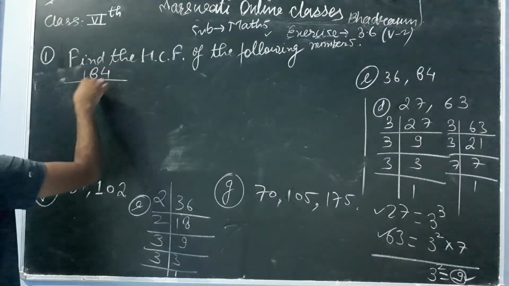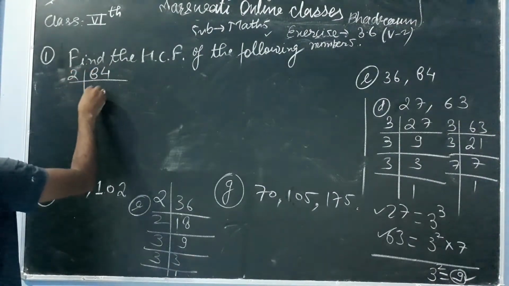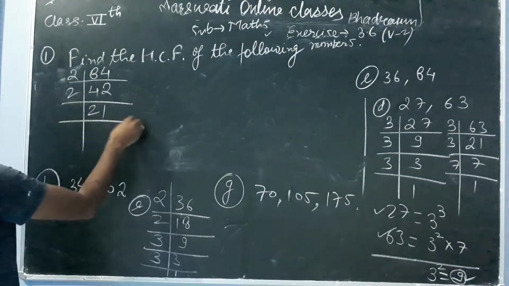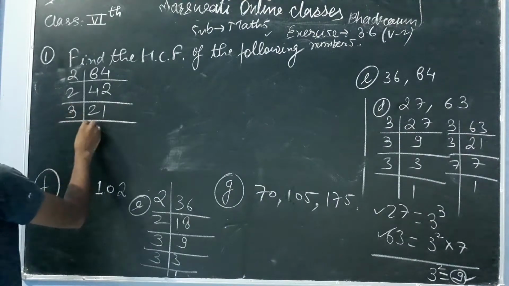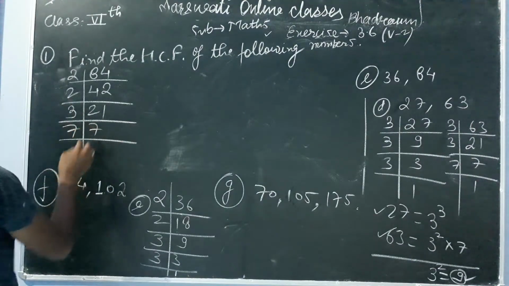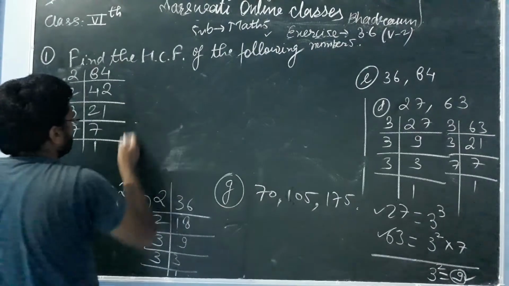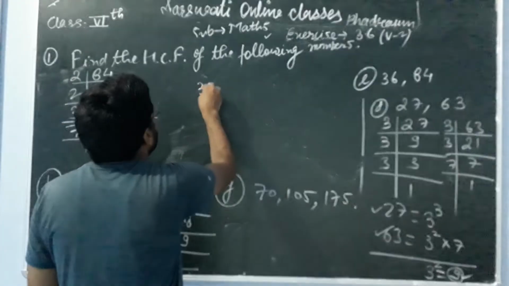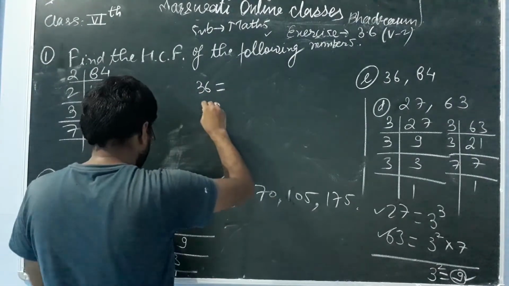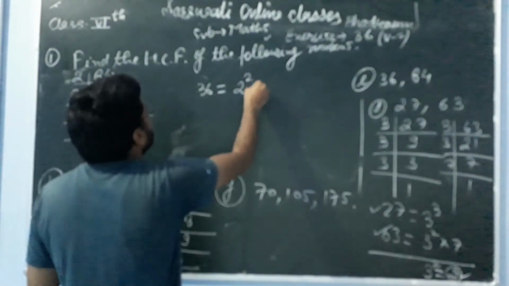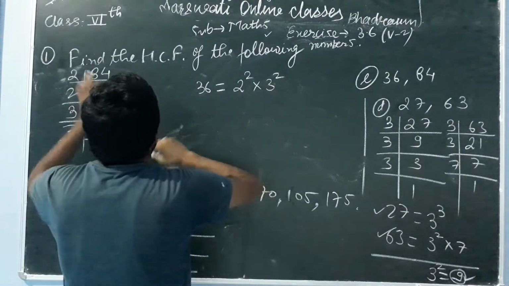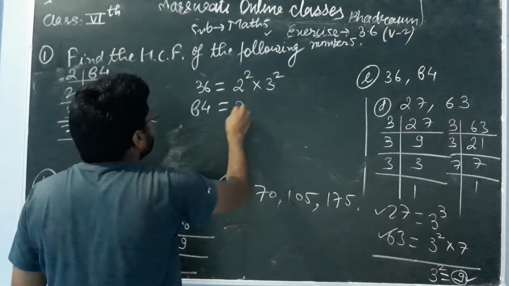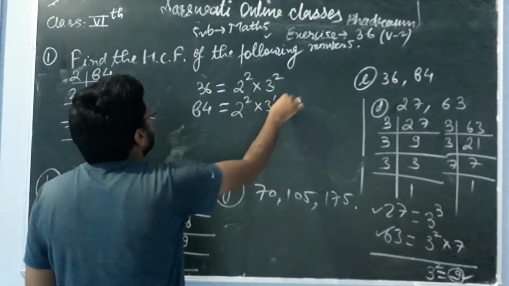This is our 84, we will divide it by 2, 2 4s are 8, 2 2s are 4, again by 2, 2 2s are 2, 2 1s are 2. Okay, again by 3, 3 7s are 21, and again by 7, 7 1s are 7. Now we will take the HCF. 36 is 2 to the power 2 into 3 to the power 2. Now this is 84, and what is 84? 2 to the power 2 into 3 to the power 1 into 7.